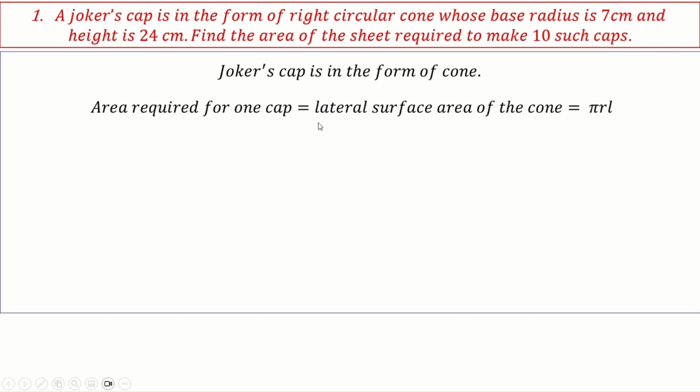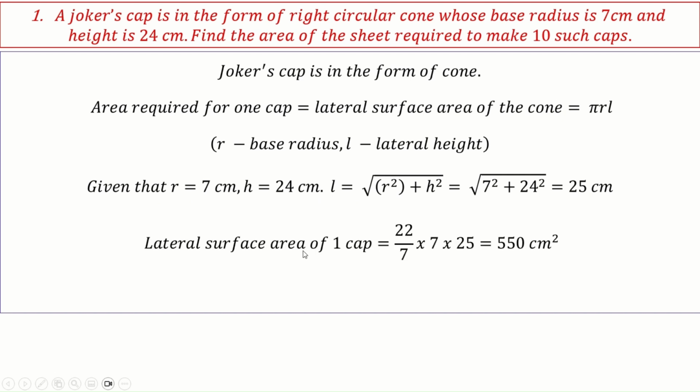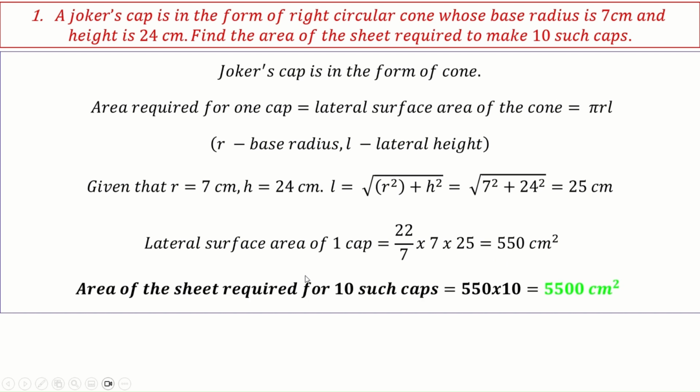It's in the form of a cone. And the area required on the cap is the lateral surface area of the cone or curved surface area, which is pi r L. L is the slant height. We need to just calculate the slant height. Given that r is 7 and h is 24, L, which is slant height, is nothing but 25 centimeters. So lateral surface area of one cap is 550 centimeters square. For 10 of them, it is 5500 centimeters square. So that's the answer. Okay.